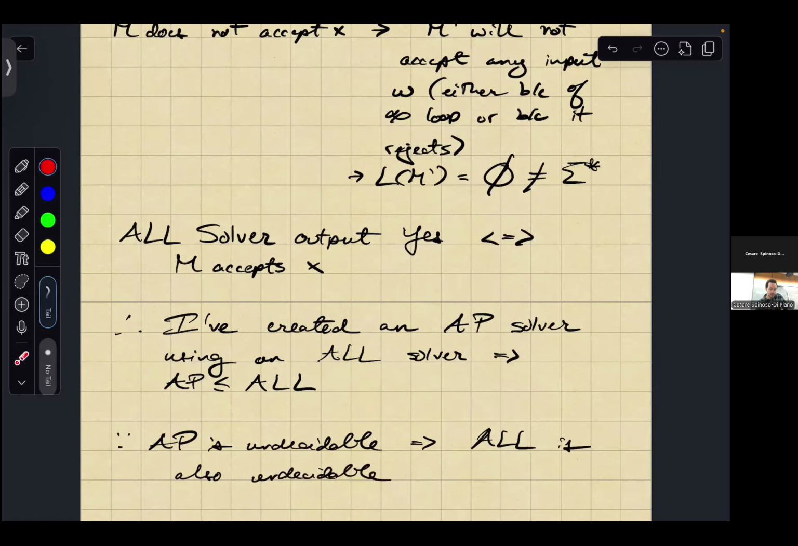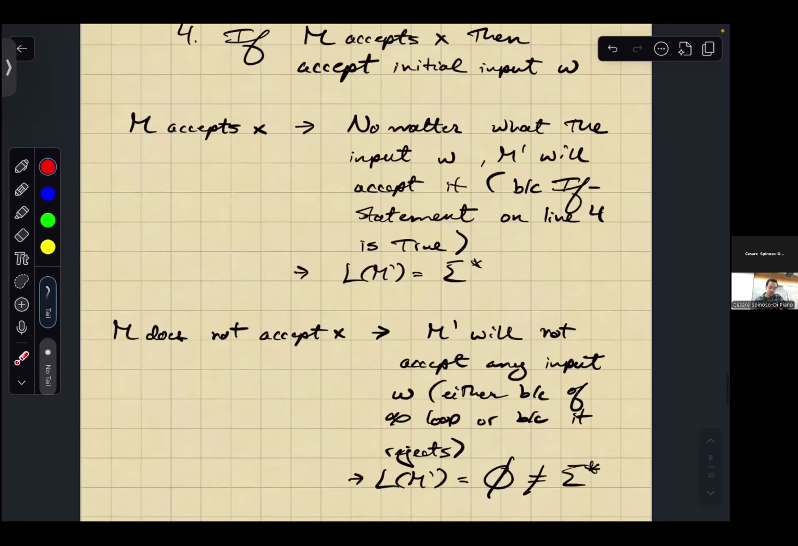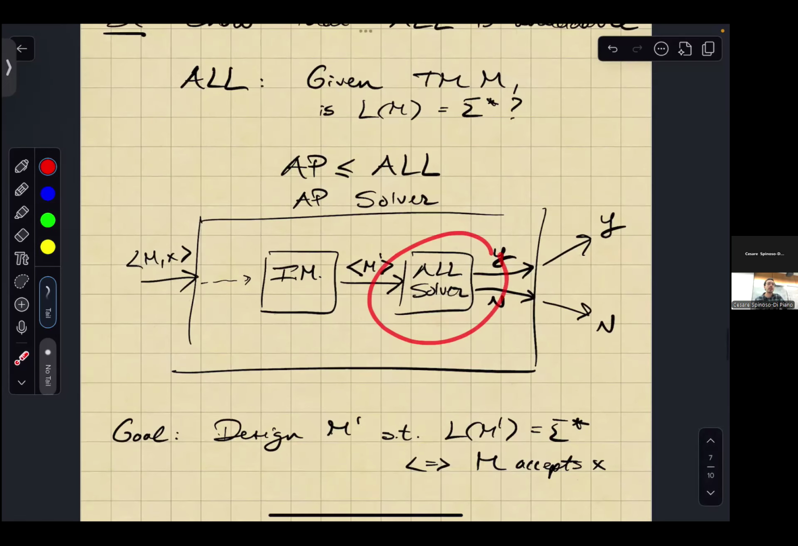Again, just to hammer this point home, why does this imply this? Because suppose all was decidable. Then this solver actually exists and works in finite time for any input, which means that I can do this modification, which is finite, and take an M, X and convert it to an M prime and always decide in finite time whether M accepts X, which I know is impossible because the acceptance problem is undecidable.